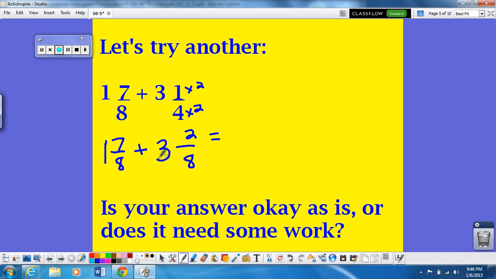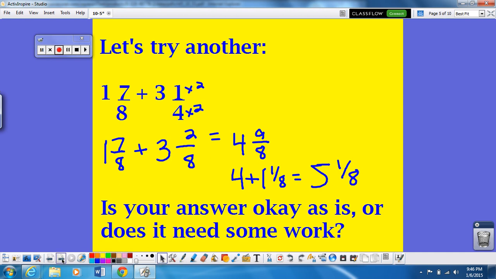Now I'm going to add my whole numbers. 1 plus 3 is 4. 7 plus 2 is 9, and the denominator is 8. Is this answer okay, or do you need work? Well, this is an improper fraction, so let's go below it and say this is really 4 plus 9/8 is 1 1/8. 4 plus 1 is 5, and 1/8. So 1 7/8 plus 3 1/4 equals 5 1/8.